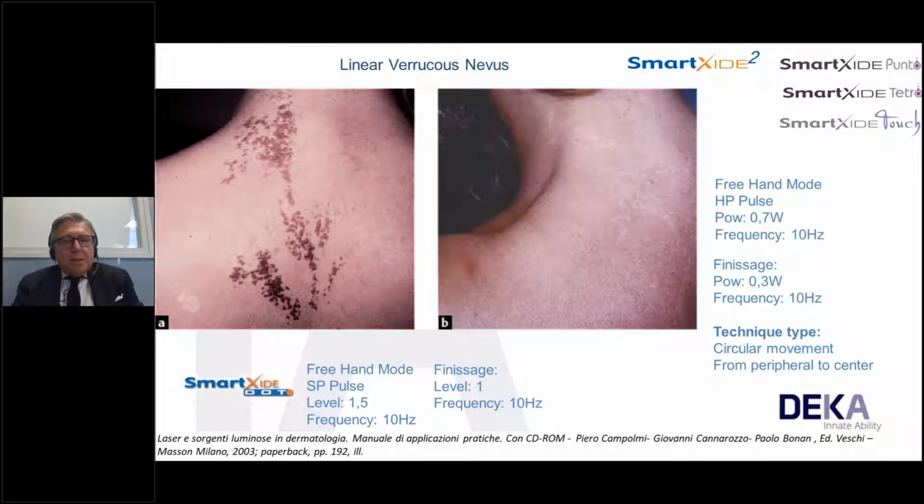patient. In this case, we treated this superficial linear verrucous nevus, and in the past, when we didn't have this kind of technology, we got not so good scarring. Now we obtain good results in terms of wound healing. You can note down, in this case, the parameters: SP pulse level 1.5 and 10 Hz with the previous Smartxide dot, and freehand mode, HP pulse, power 0.7 and frequency 10 Hz with the new systems.